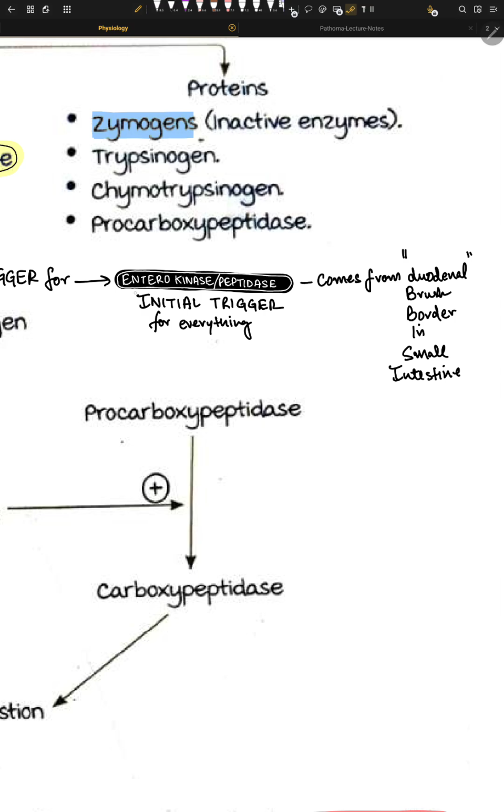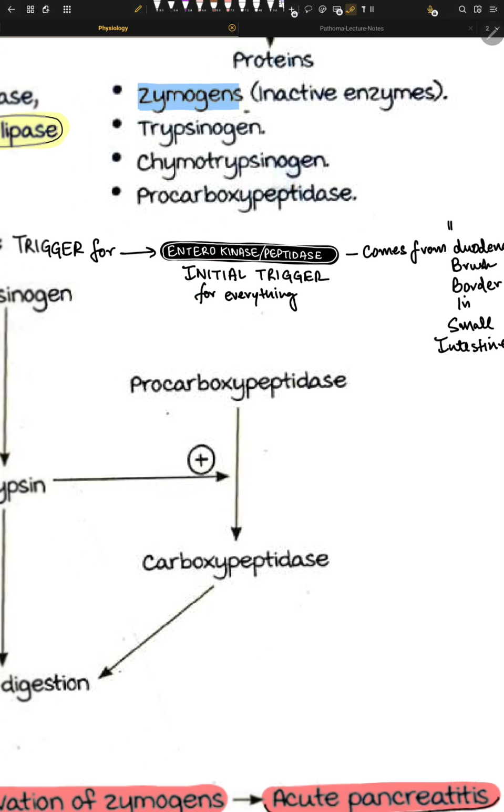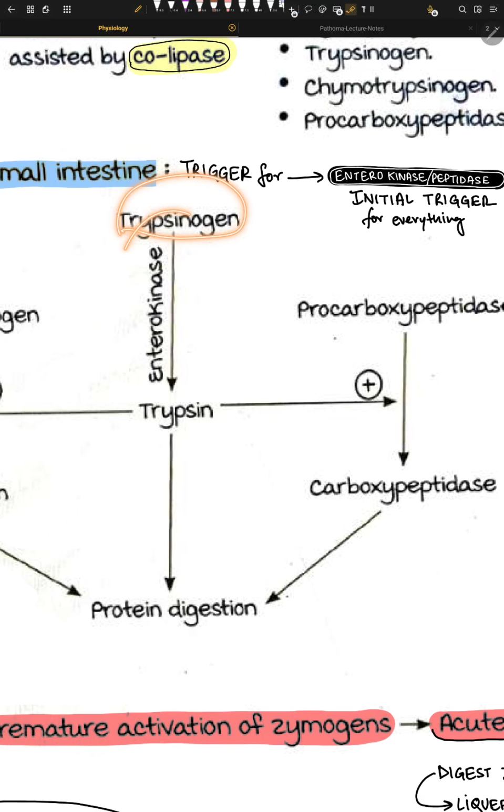This enterokinase or enteropeptidase originates, not comes, from the duodenal brush border in the small intestine. So duodenal, again, very important. Once food is there and the duodenal brush border senses that we have some amino acids right here, it releases enterokinase. Once this is released, it acts on trypsinogen and converts trypsinogen into trypsin.